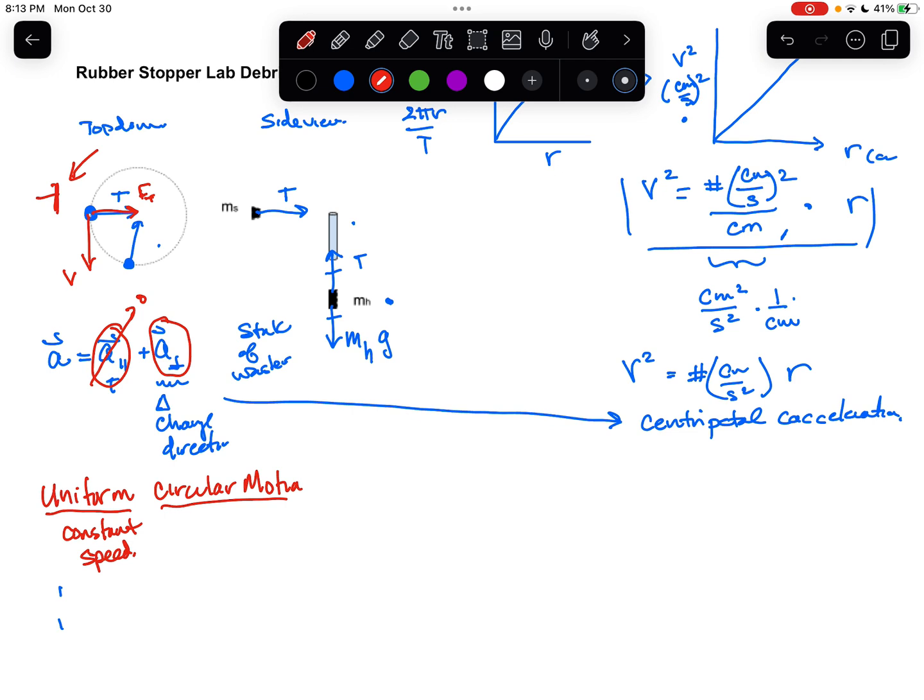So where we're going to go from here, that you're going to work on, is the next page, where you're going to do a derivation to get an experimental value for the mass. If you open up your lab sheets, you can follow along with me. Experimental value for the mass of your stack of washers.